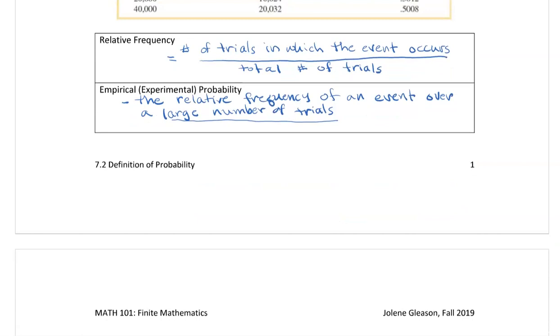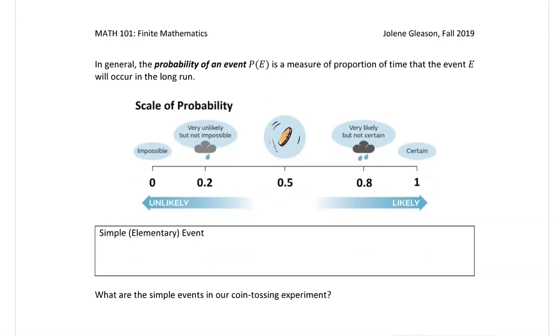All right. So in general, the probability of an event is a measure of the proportion of time that an event will occur in the long run. So in the long run, there's a large number of trials. Okay. And probability is always between 0 and 1. So 1 corresponds to 100%, right? 0 is 0%, right? A probability of 1 is a certain event, and a probability of 0 is an impossible event. That means there's a 0% chance it's going to happen. And, of course, a 50% chance is basically even odds, your likelihood of one is the same as the likelihood of the other event. And the higher the probability, the more certain it is, the lower the probability, the less likely it is.